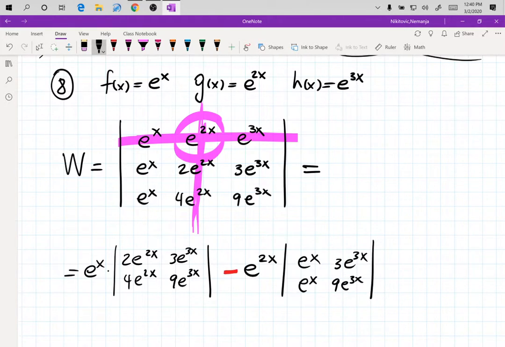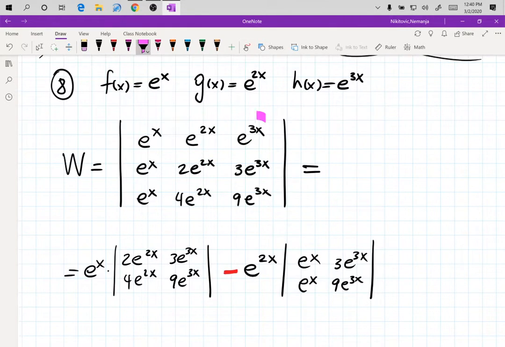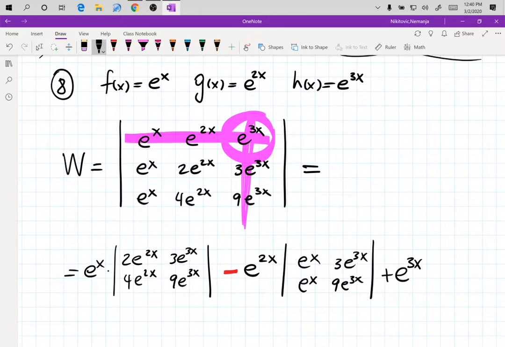Because the matrix is a rectangular array of numbers, and you and I might just arrange the matrix differently, but we must have the same solution at the end. So the second one, and finally, the third one will be that and that. So plus e to the 3x, and whatever is not crossed out is the matrix, so e to the x, 2e to the 2x, and 4e to the 2x.